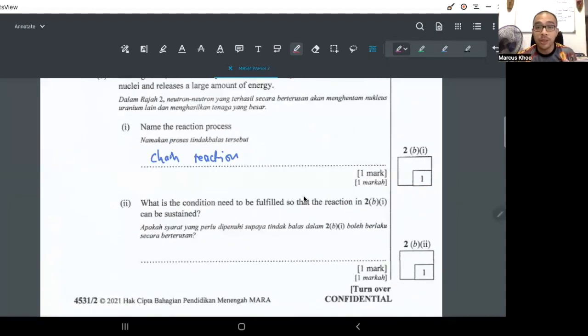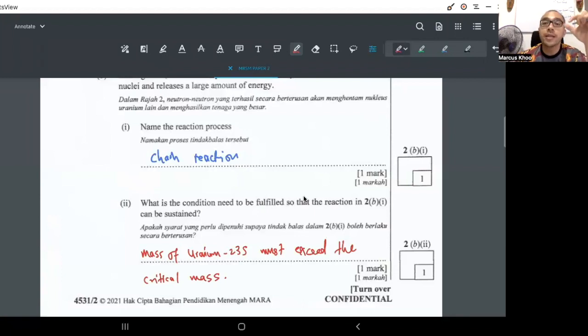The condition is very important, which is the mass of uranium-235 must exceed the critical mass. When we say critical mass, it is like the concept of threshold frequency. Threshold frequency is that the frequency must be above a certain level, then only the photoelectric effect will happen. That's in chapter 7. So critical mass is the same thing. You must have enough uranium-235 in order for the chain reaction to continue.